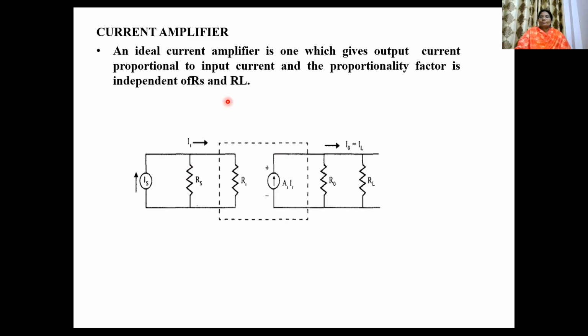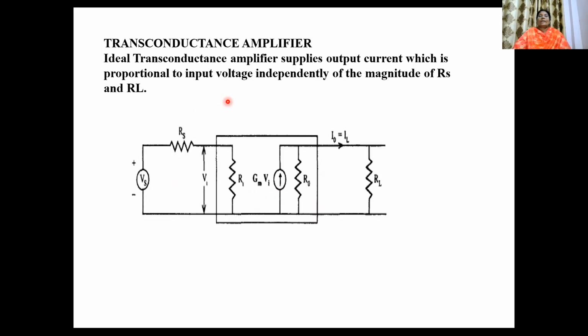Then we'll go for the transconductance amplifier, which we have already discussed. The output is a current source. Is it in series or parallel? It will be connected in parallel. So the current source is in parallel with the resistor, and here we use the Norton equivalent model. The input is a voltage source in series with resistance, that is nothing but the Thevenin equivalent model. So the input side is the Thevenin equivalent model and the output side is the Norton equivalent model.